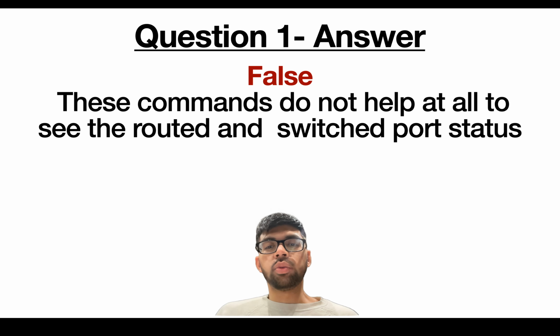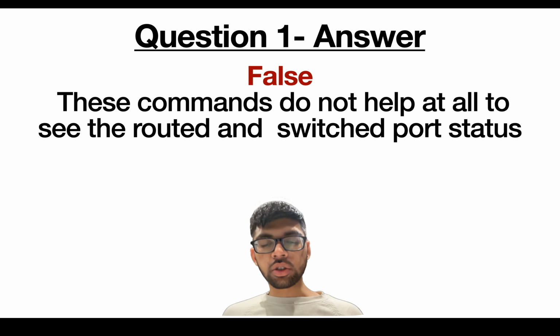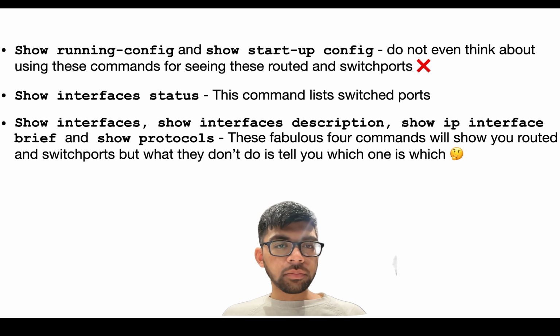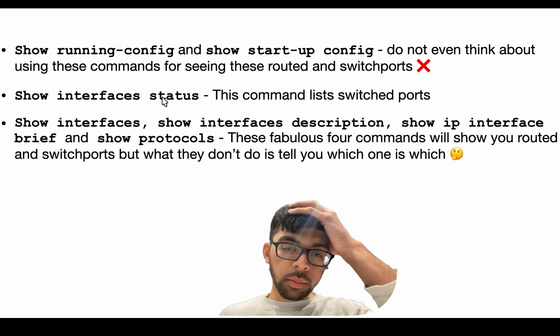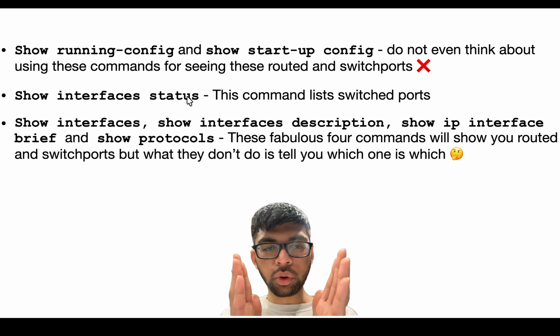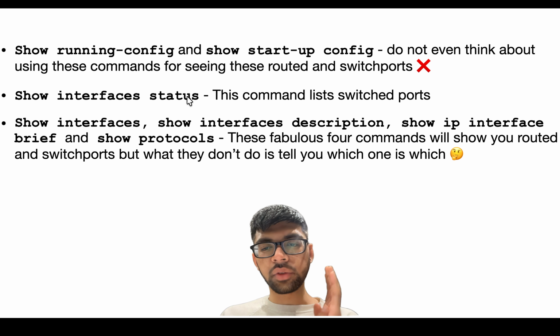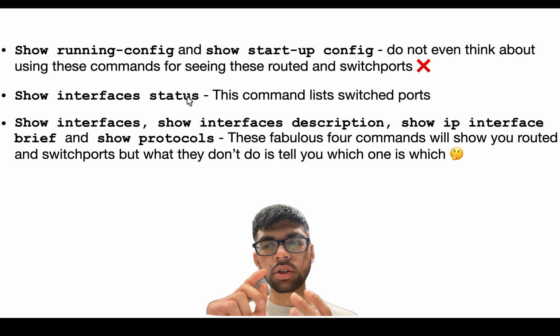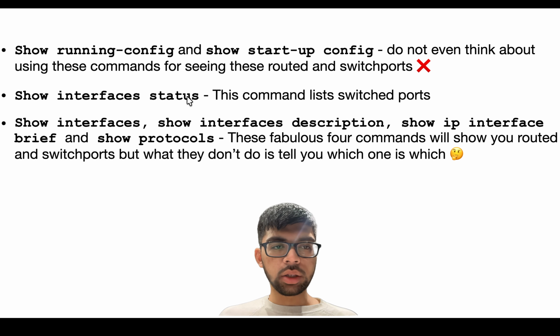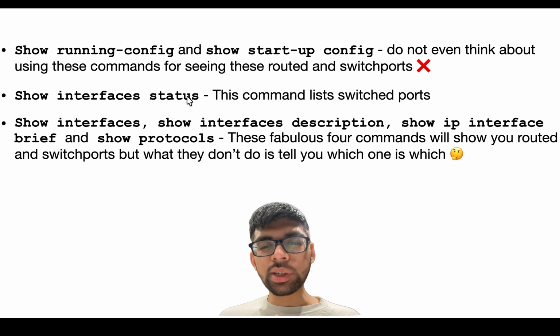So the question is then, which commands do? You might remember this from my lesson. Show running-config and show startup-config, they don't. But show interfaces status will list switch ports. Show interfaces description, show IP interface brief, show protocols. These four will show you routed and switch ports. What they don't do is tell you which one is which, but they will show you both.